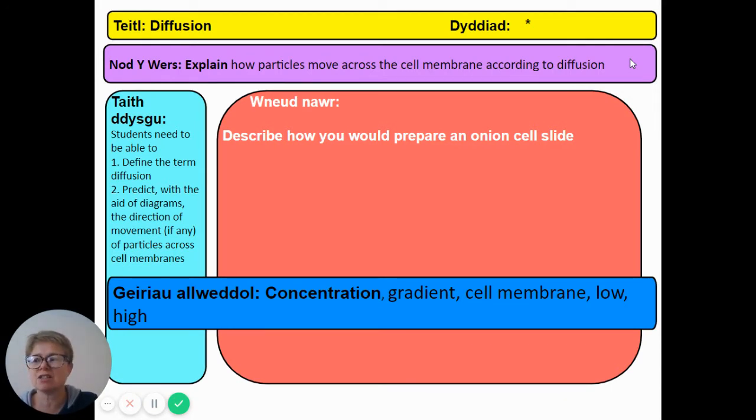Gradient is like a slope or going up or down something. That's what we mean by a gradient. Cell membranes and low and high, I know you are all fine with.